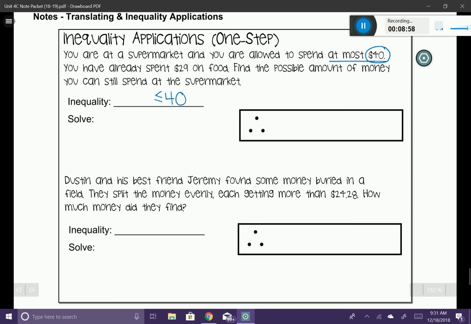Now let's see what we can fill in on the other side. You have already spent $29 on food. And we want to know how much more money we can spend. So if we've already spent $29, we're trying to figure out how much more we can spend so that we can only spend at most 40. So this is going to be our inequality. Now let's solve our inequality to get our answer.